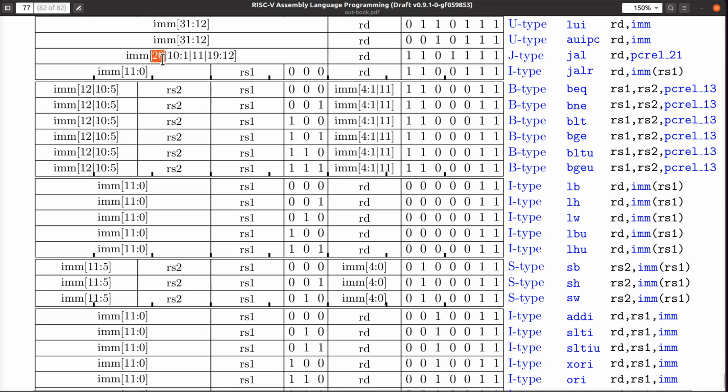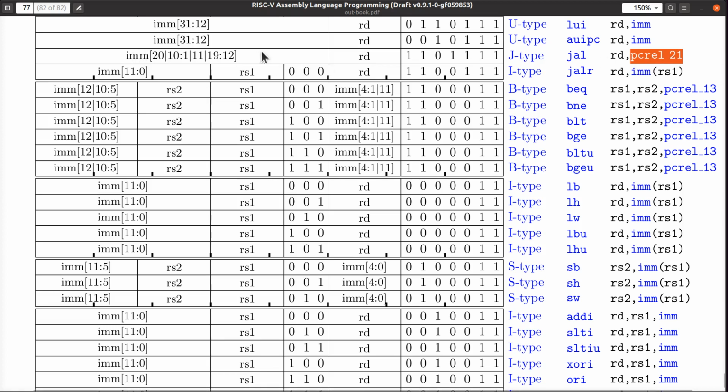How come that's not 19 then? It's because there's no 0 in here. Remember, just like the branch, the jump instructions always have a 0 in the least significant bit, so they don't bother to store that. So it's a 20-bit value in the instruction, but it represents 21 bits of the IMM J value that we're going to see in a second here, right?